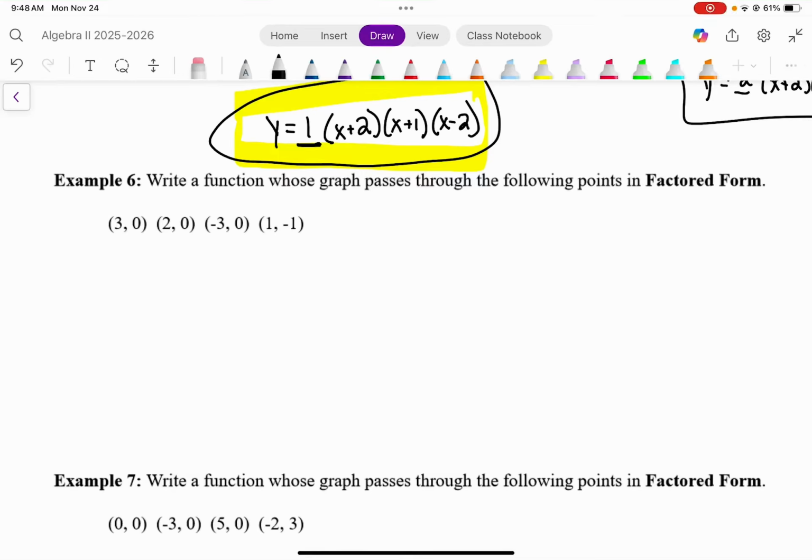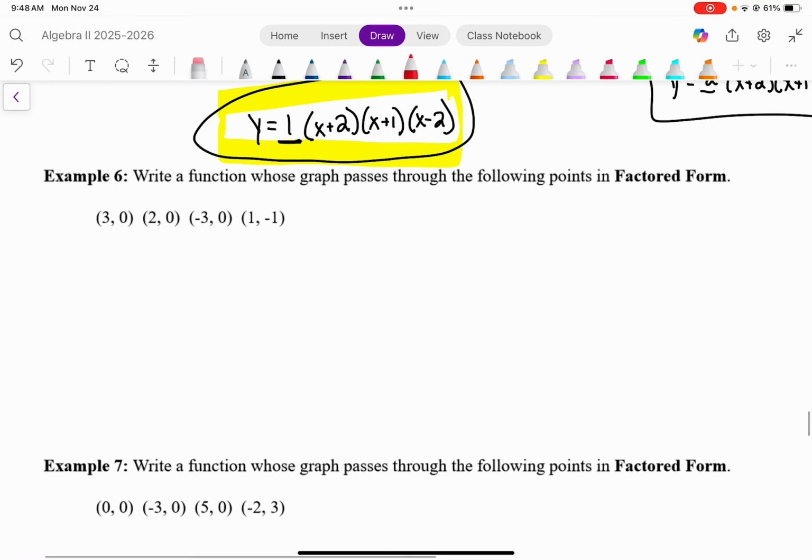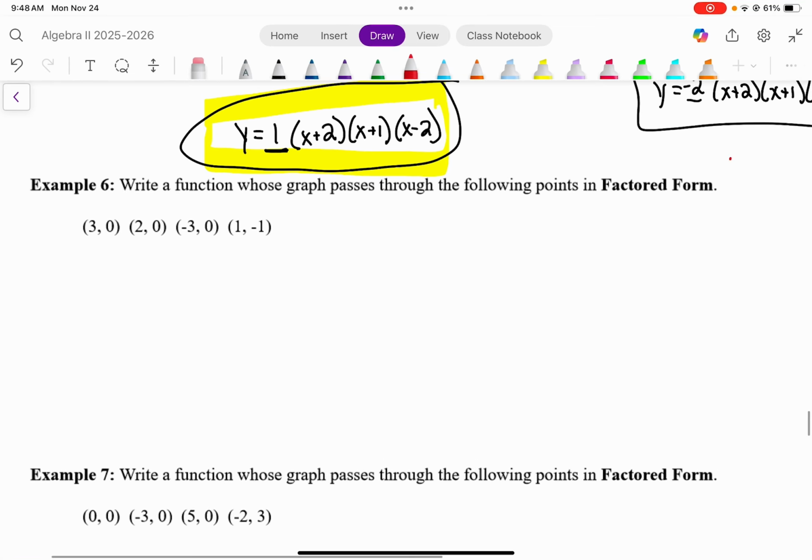All right, so for this part, they want us to write a function whose graph passes through the following points in factored form. So again, it doesn't tell us our leading coefficient, so we are looking for our a value.